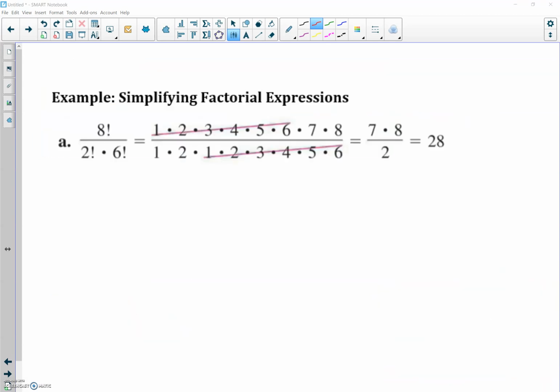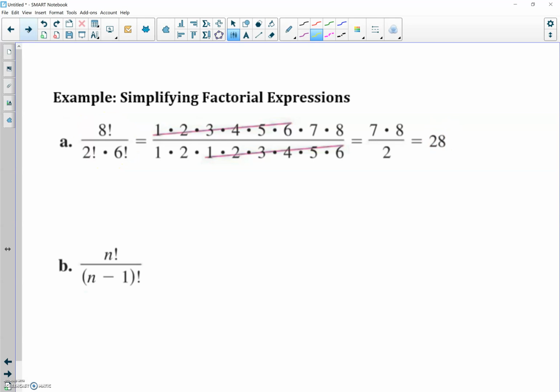Look at simplifying factorial expressions here. If we have the expression 8 factorial divided by 2 factorial times 6 factorial, order of operations holds, you do factorials first. So 2 factorial times 6 factorial, write each of them out first and then multiply. Notice that 6 factorial is inside of 8 factorial, so all 1 through 6 cancel to make it easier to multiply what is left. And then you get 7 times 8 over 2, which simplifies to 28. Take a moment and try out this example problem.